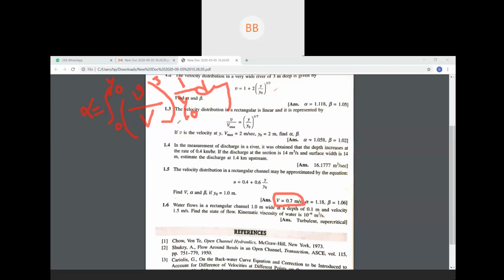So you try to find out the alpha value. If you have any problems, then let me know. Then alpha should be 1.18. In place of y naught we need to substitute 1 meter, and for small v, again we have to substitute this equation. Whatever you are going to do, do it carefully. Then in place of average velocity we substitute 0.7 that we have already calculated.